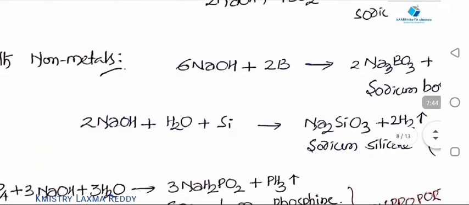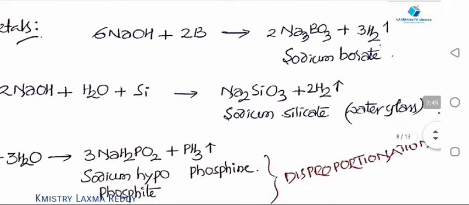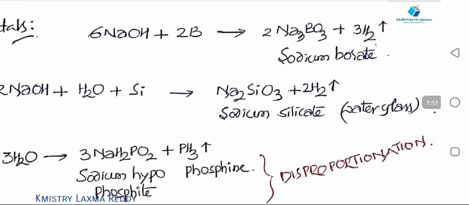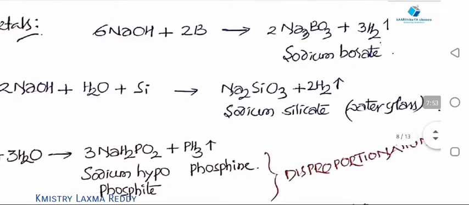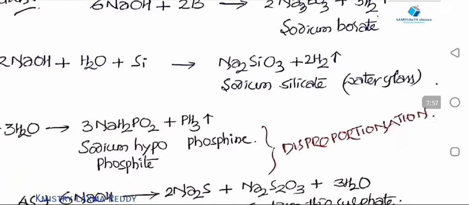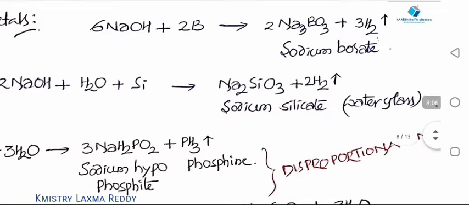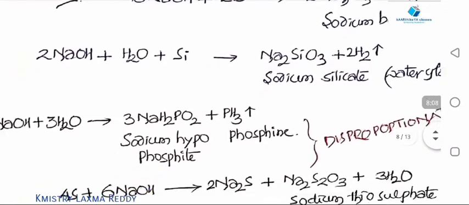With non-metals, very interesting reactions are there. Sodium hydroxide reacts with boron to form Na3BO3, sodium borate. With silicon, it forms Na2SiO3. Na2SiO3 is sodium silicate, which is called water glass. In these reactions, hydrogen gas is released with boron and with silicon.